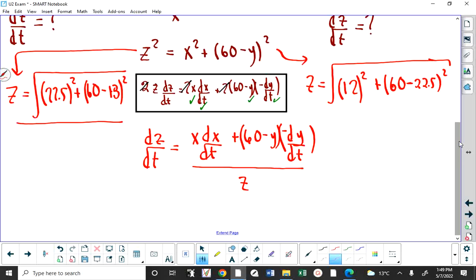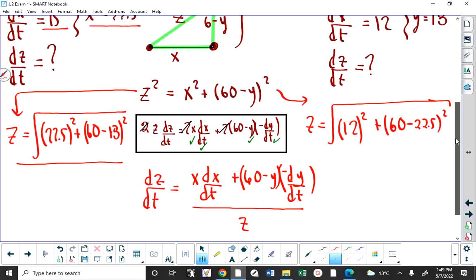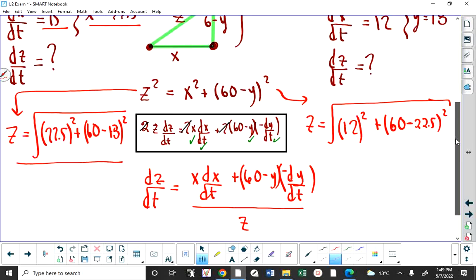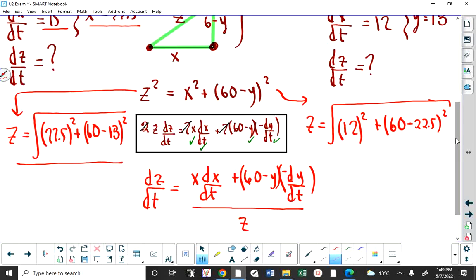If you were doing version 2, then you're just going to have a whole different list of numbers to put in for x, dx/dt, y, dy/dt. And of course, your z will be different as well because you have different numbers to calculate z from. So that's written response question 2 if you chose to do the sailing ships question.